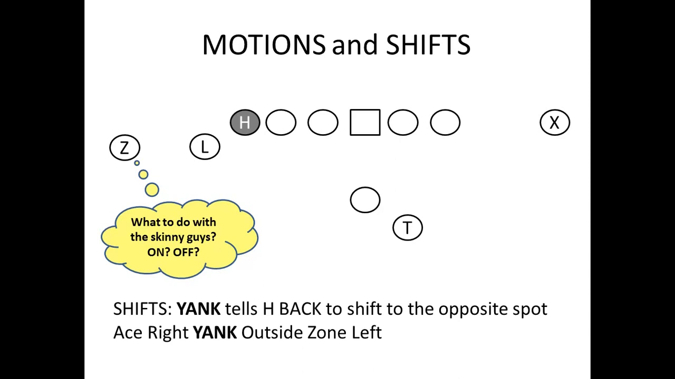So, for example, that original formation was ace right, we yank, we gain the edge, we run outside zone to the left.